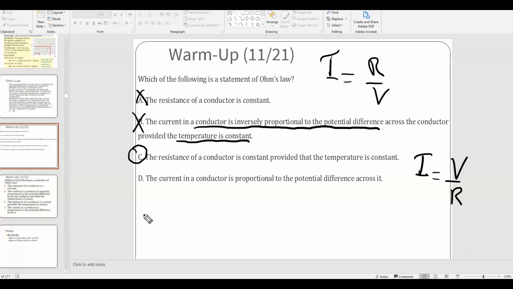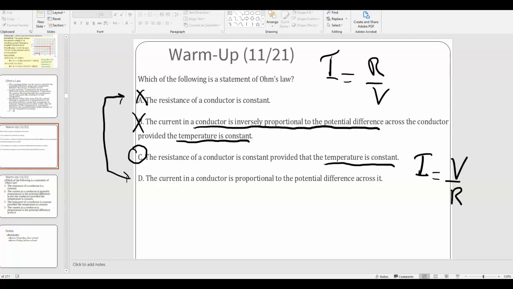And D says the current in the conductor is proportional to the potential difference across it. That is basically the same thing as A. It is mostly correct, but it's still missing the constant temperature piece. So the correct answer to that question is C.